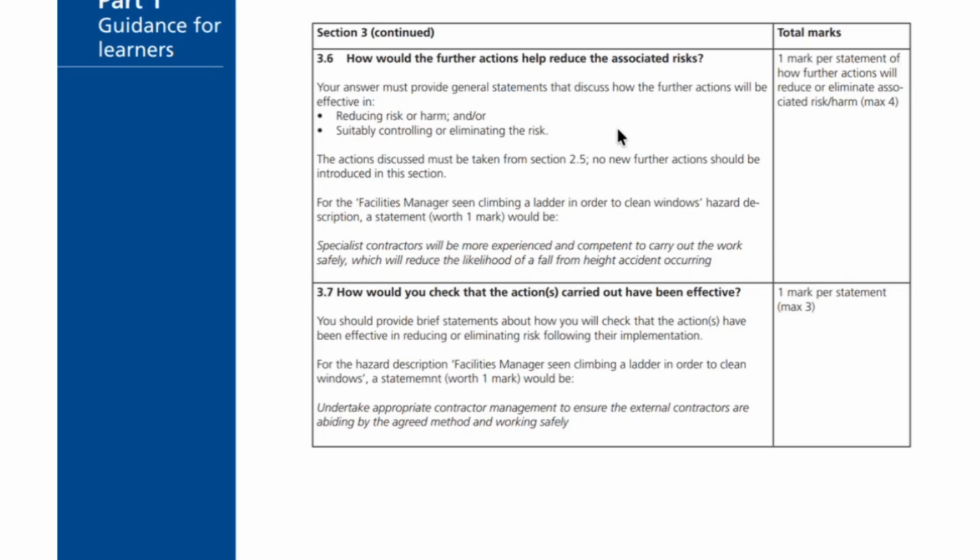If you see the example for the facilities manager seen climbing a ladder in order to clean the window, what they have done is: specialist contractors will be more experienced and competent to carry out the work safely, which will reduce the likelihood of a falling from height incident occurring. So you can think about the likelihood, you can think about the consequences. How your further control measures are going to reduce the likelihood, how they are going to reduce the consequences, or both. You can think about that, but try to cover around 4 to 5 points to gain more marks over here.